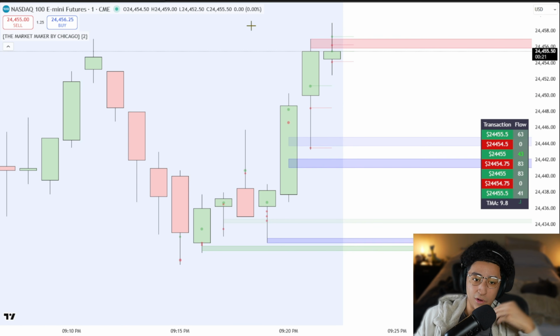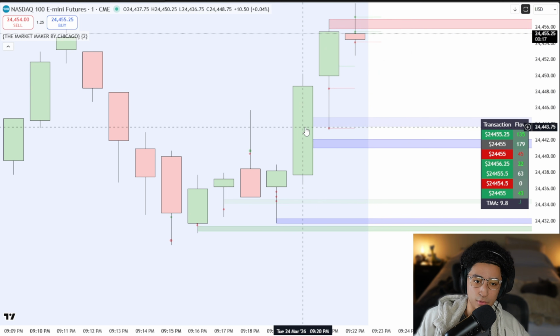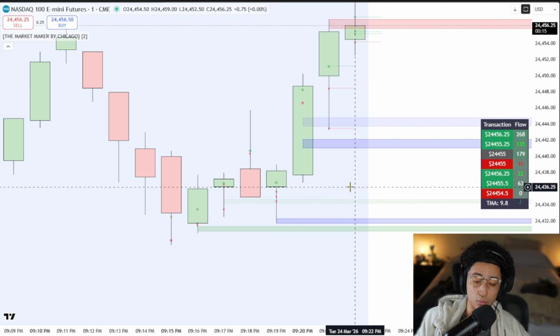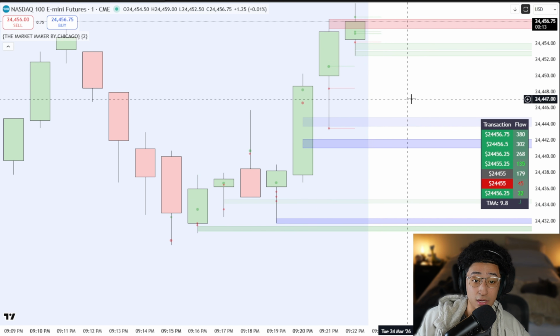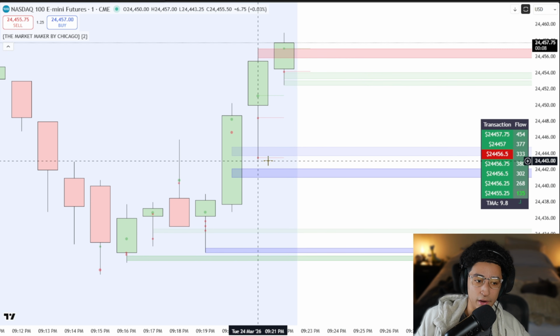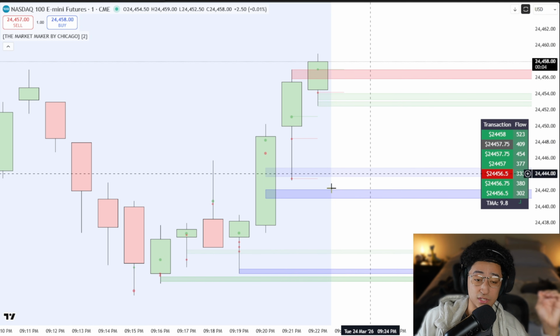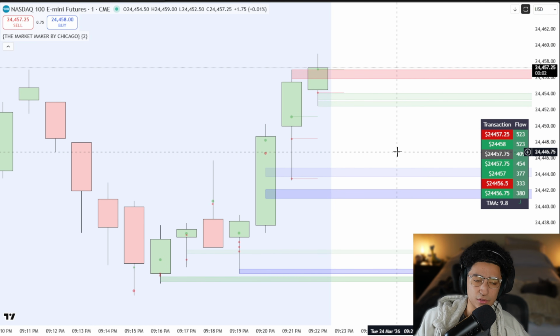But if you want that simplified view of just seeing where the most participants were positioned, as well as these little areas right here, which are called private auctions, which we'll get into in a second, then you're able to get this view. Okay, once again, you're able to see where sellers are positioned and where buyers are positioned the most within a candle. Get that simplified view.